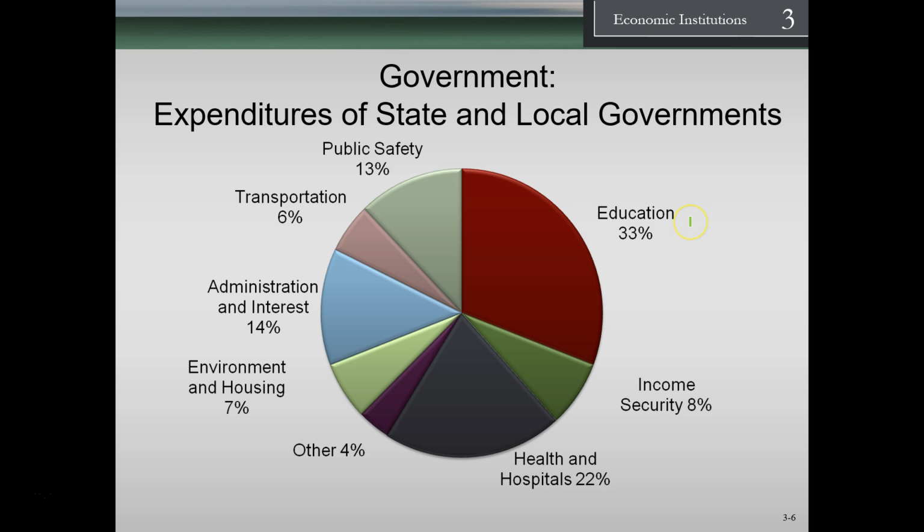Government expenditures of state and local governments. Again, we're not talking about the federal spending, we're talking about the state spending, and much of the money that the state spends is on education. So that's going to be a huge portion. When we talk about state budgets, education, of course, is a big topic. Income security, health and hospital, we have transportation, public safety, administrative and interest, and environment and housing. And of course, safety, including generally police and law enforcement.